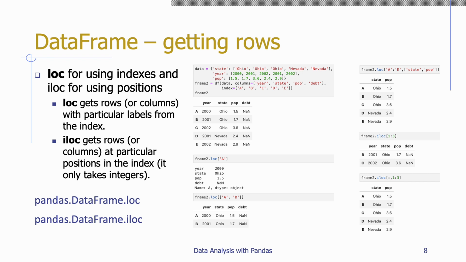So another syntax we can use is frame2.iloc 1 to 3. As you see, we are only going to see the B and C indexes or rows. And then we have frame2.iloc with colon and 1 colon 3. We are going to see all the rows or indexes, but only the state and pop columns.